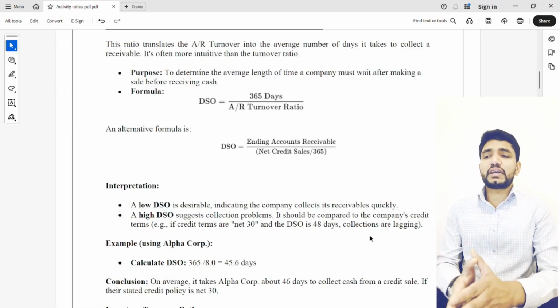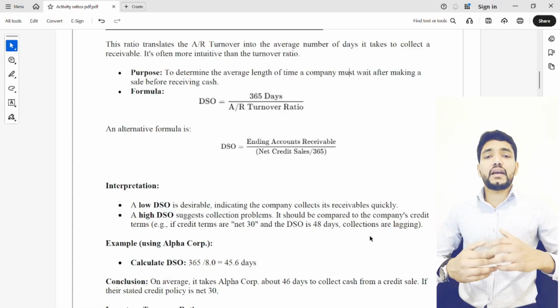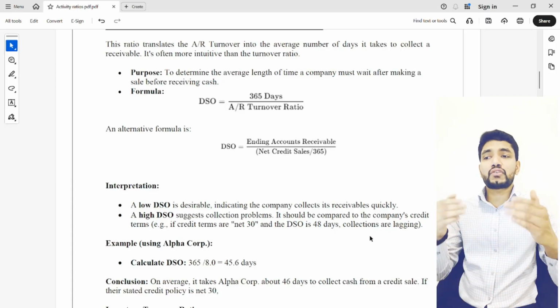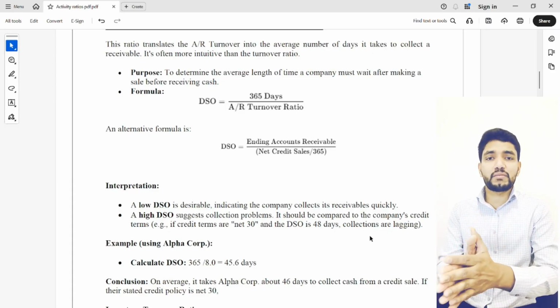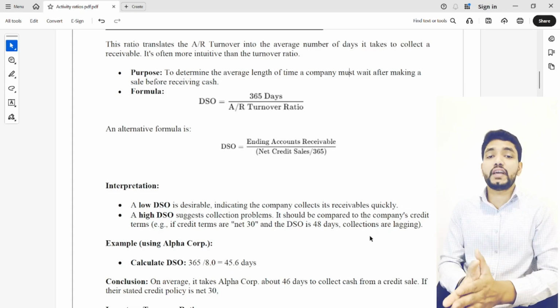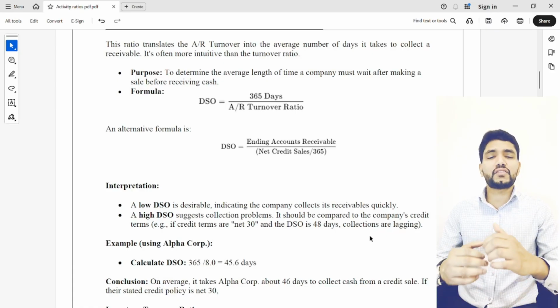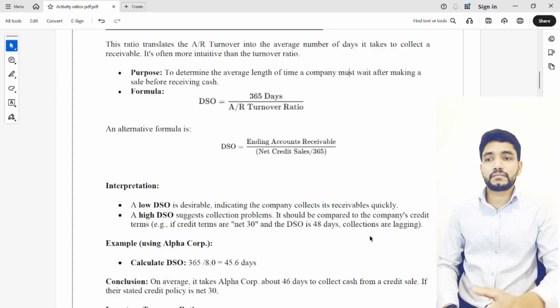So the accounts receivable turnover ratio tells how many times the company is collecting its average accounts receivable. When it comes to days sales outstanding, the same accounts receivable turnover ratio is converted into a number of days. That means how many days it takes to collect its receivables once sold.